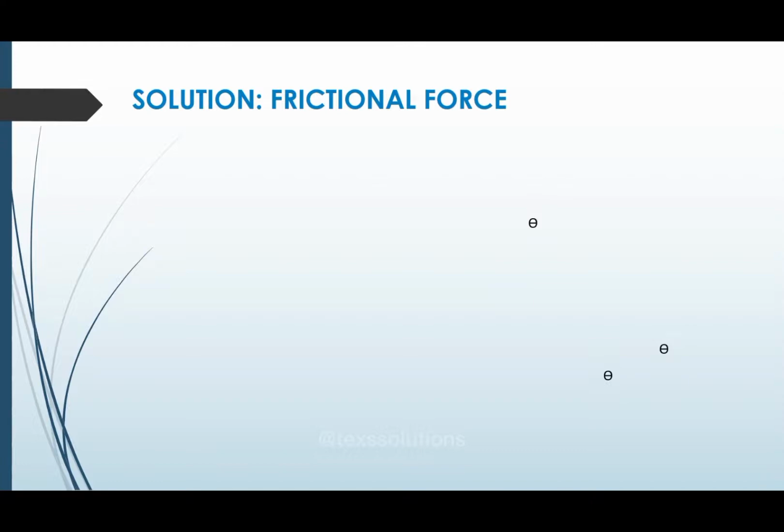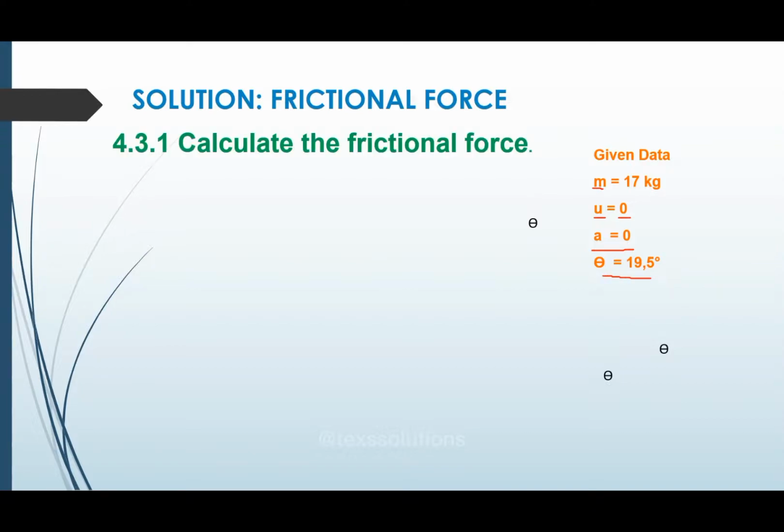So we're going to look first at the frictional force. First, let's take a look at the given data. According to my question, I have a mass of 17 kilograms. The symbol we use for mass is M. The object is at rest, which means the initial velocity is 0. Since the object is at rest, there will be no acceleration, because remember, for acceleration we need a change in velocity. It is placed at an angle of 19.5 degrees on an inclined plane, so the plane is at an angle. Calculate the frictional force. So there are forces acting on this object.